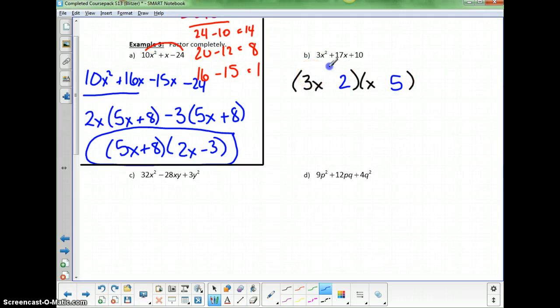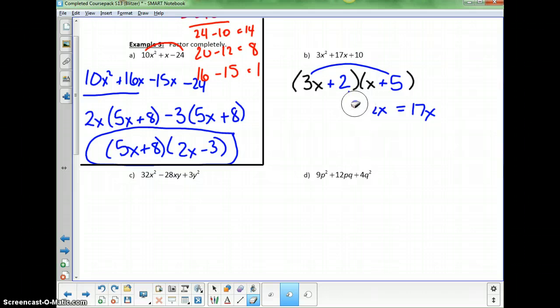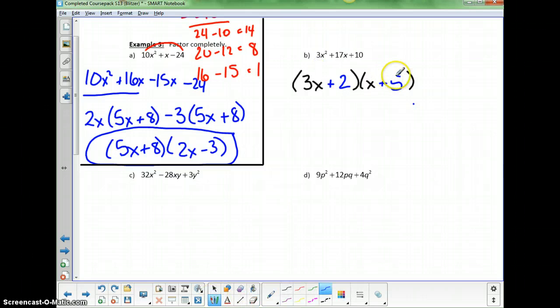So this will give me 15x. This will be 2x. And I need everything to be positive to multiply to a positive 10 and to add to that 17. So this works out. I got lucky right there and I got it on my first try. So that's the answer. Oops, I erased a little bit of it. Let me fix that. Okay. Alright, let's look at the next one.